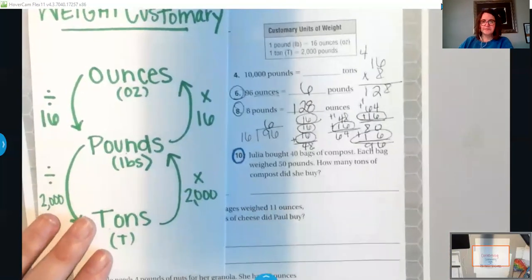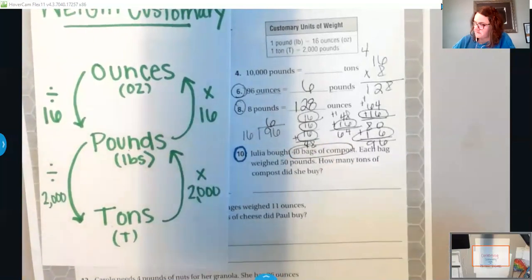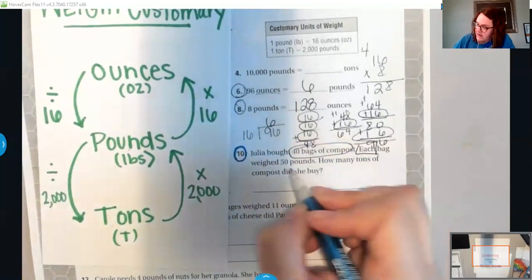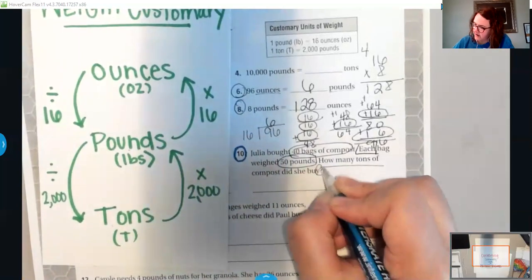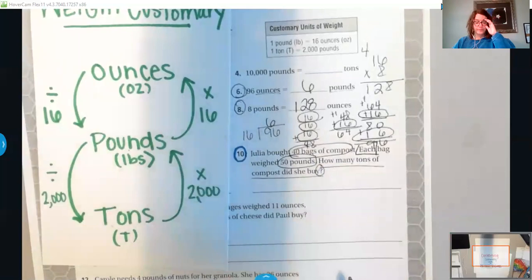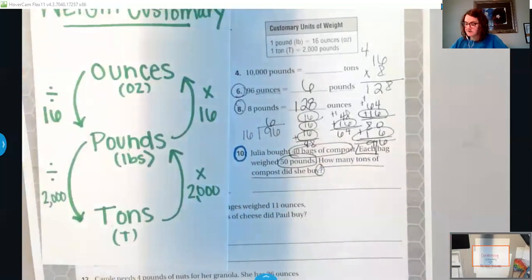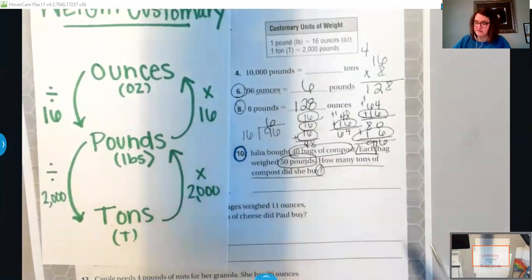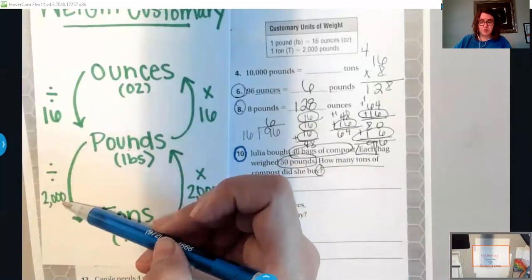It says, Julia bought 40 bags of compost. Each bag weighed about 50 pounds. How many tons of compost did she buy? So once again, the first thing I'm going to do is figure out what units I am converting. Well, I'm converting pounds to tons. So I'm going to look pounds to tons. I'm going to divide by 2,000.